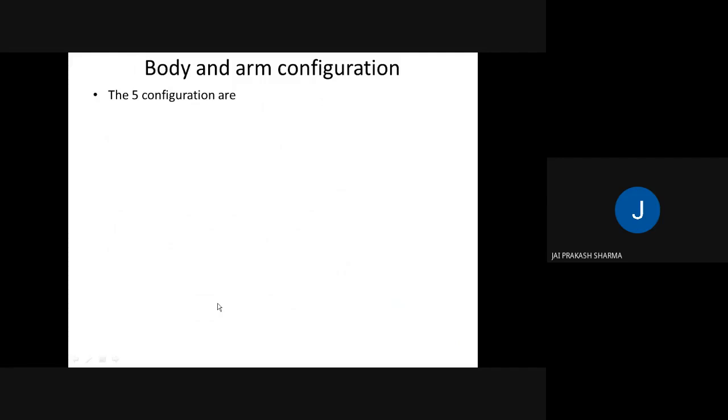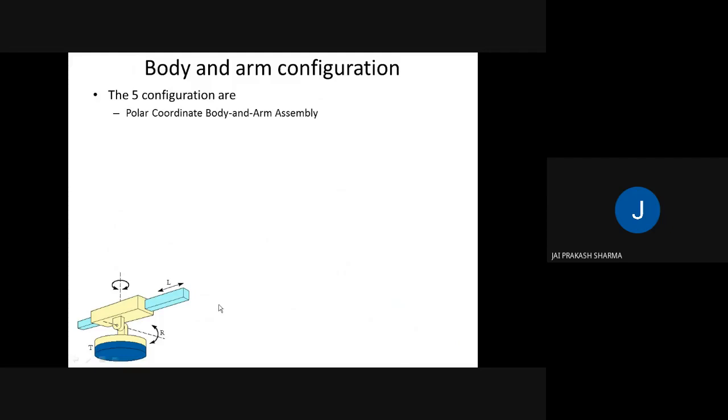Now, if we are talking about different configurations which are available in the market, with the help of which we can perform several tasks, there are five types of configuration available. The first one is the polar coordinate body and arm configuration. The image below shows an example of it, which has a base, then a rotary motion, then again a prismatic joint with the help of which it can perform a translatory motion. This is the first type of configuration of body and arm robotics.